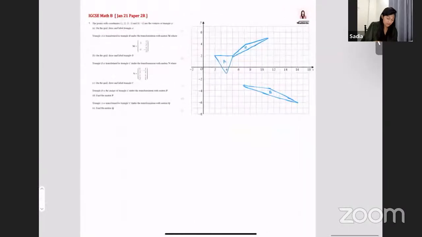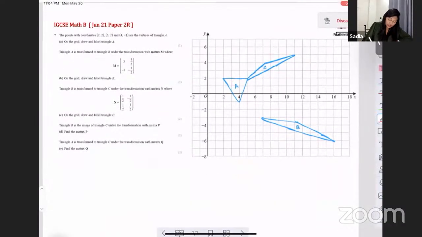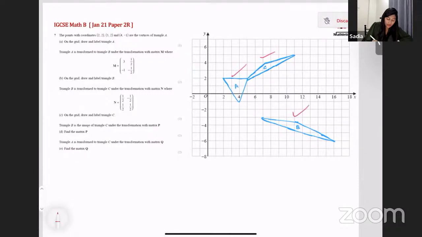Next, number 7. So this is from Jan 21 paper to our paper. So এখানে I have already used the triangles, part A, B, C তে যা যা থাকার কথা সেগুলো আমি অলরেডি দিয়ে রাখলাম। I will just directly solve part D and E. The most important one here, triangle B is the image of C under the transformation P.